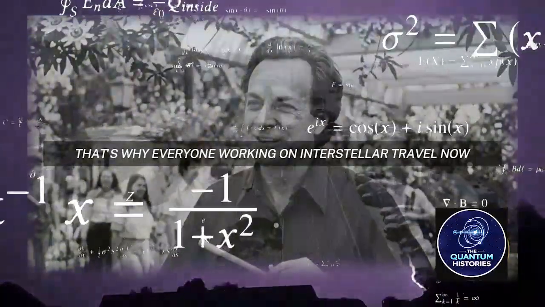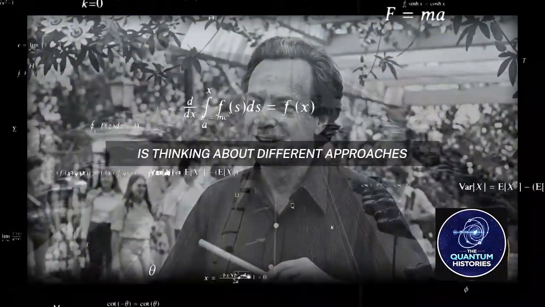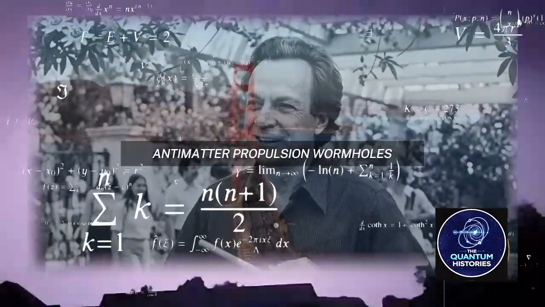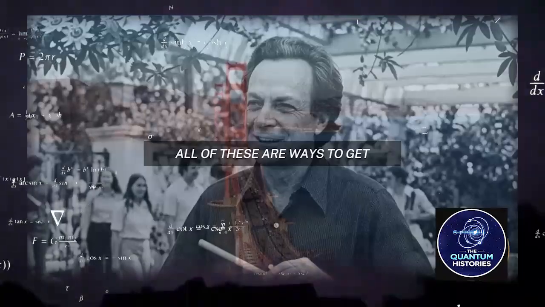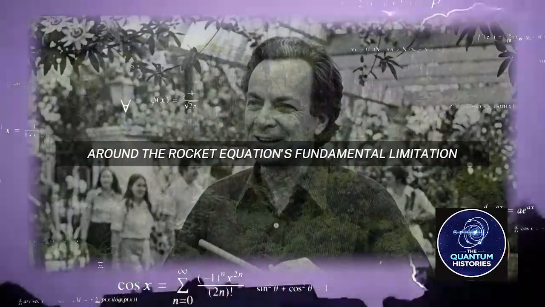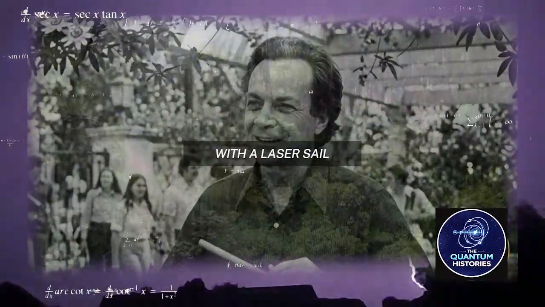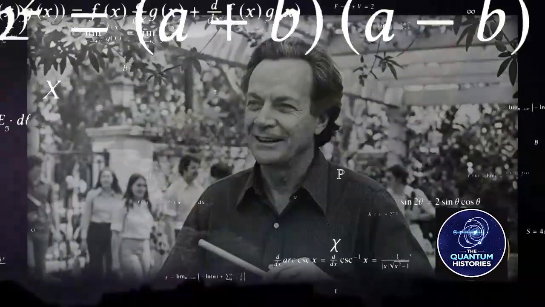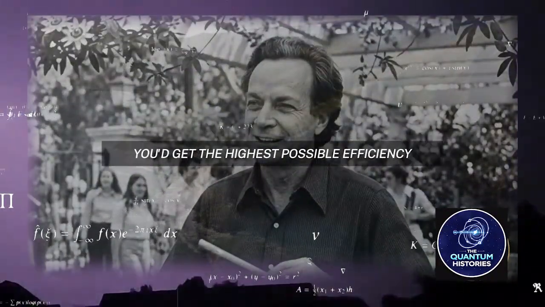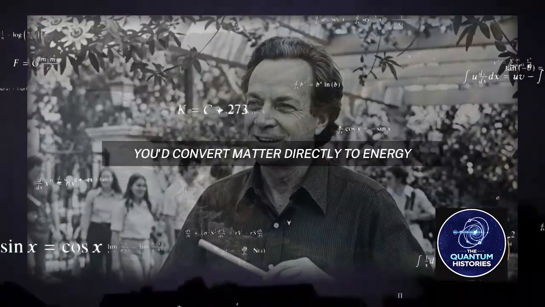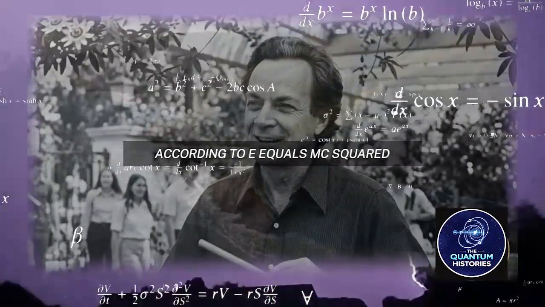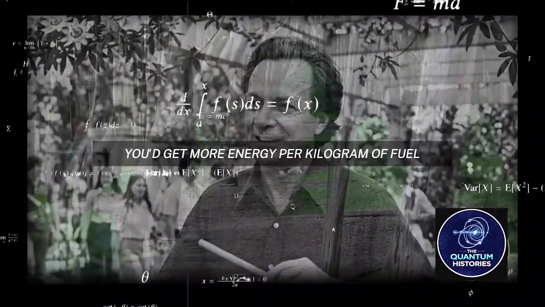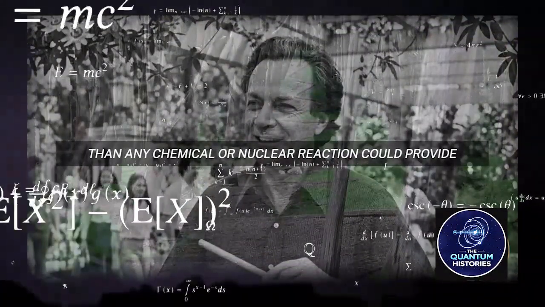That's why everyone working on interstellar travel now is thinking about different approaches. Solar sails, laser sails, antimatter propulsion, wormholes. All of these are ways to get around the rocket equation's fundamental limitation. With a laser sail, the energy comes from outside the spacecraft, so you don't have to carry it as fuel. With antimatter propulsion, you'd get the highest possible efficiency. You'd convert matter directly to energy, according to E equals mc squared. You'd get more energy per kilogram of fuel than any chemical or nuclear reaction could provide.